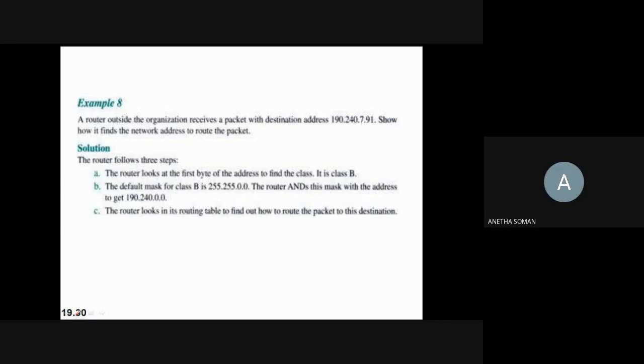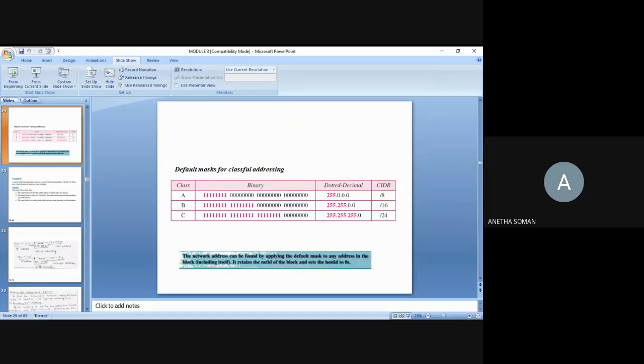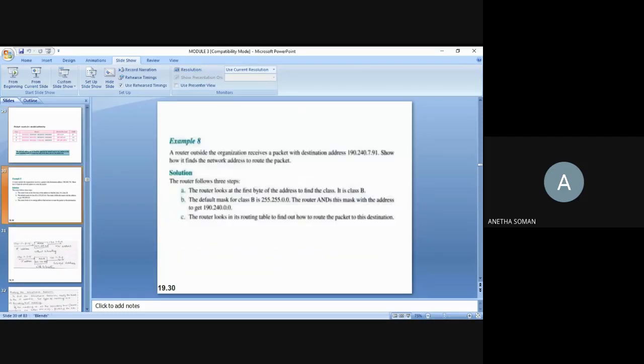Now, for class B, you know the default mask value. That was displayed just earlier. What is the default mask value of class B? It is 16 ones and 16 zeros. So you will be making use of that mask, which is 255.255.0.0.